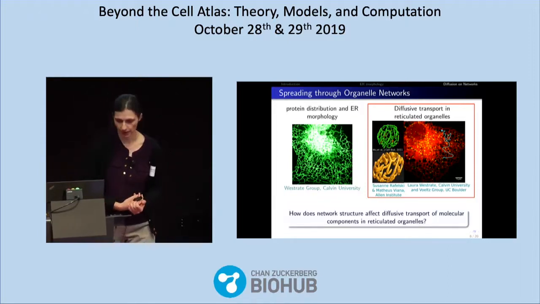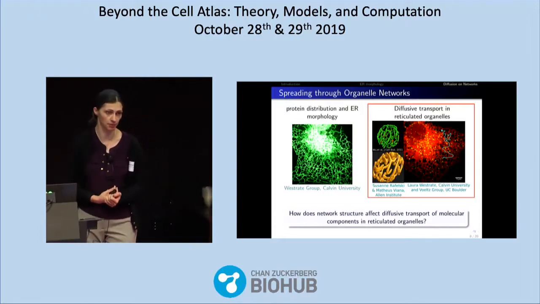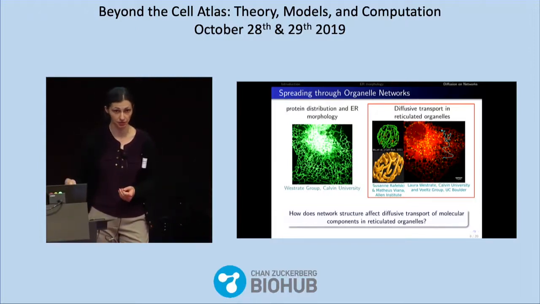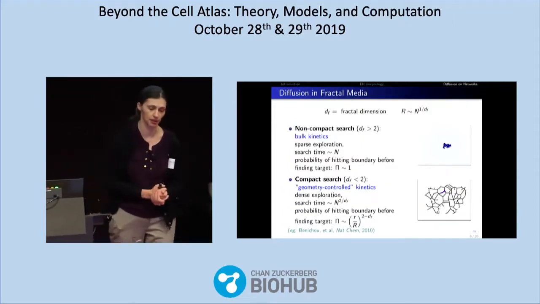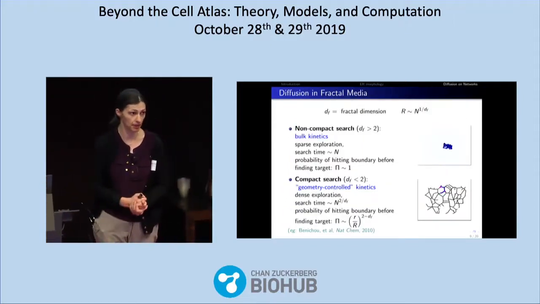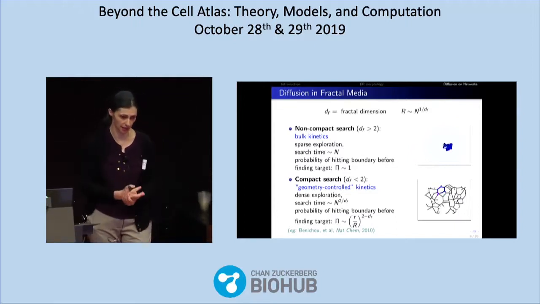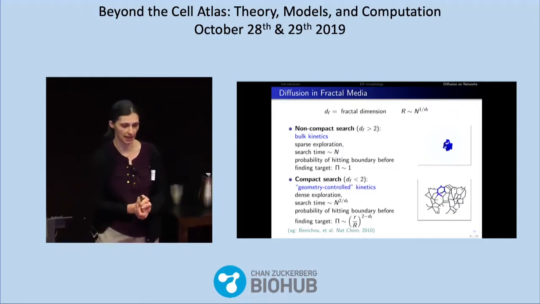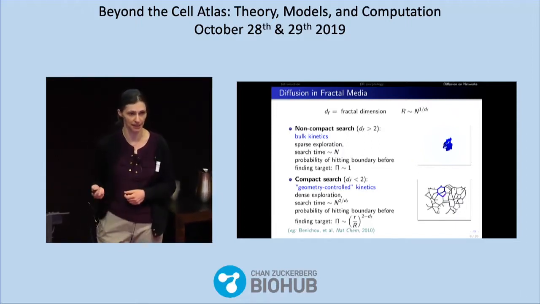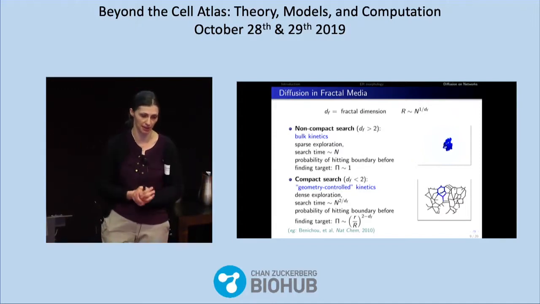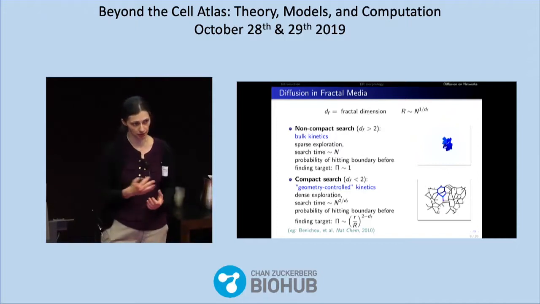Right, so the big question here is, how does the structure of the network affect the efficiency of diffusive transport of proteins and ions through these organelles? Now, to give you a bit of background on diffusive transport in complex media, this is usually thought about in the context of a continuum fractal type of medium. And a fractal has one characteristic dimension. It relates how many sites are available to you, n, versus the spatial extent of your domain, r. And that fractal dimension will affect qualitatively how diffusive search behaves.